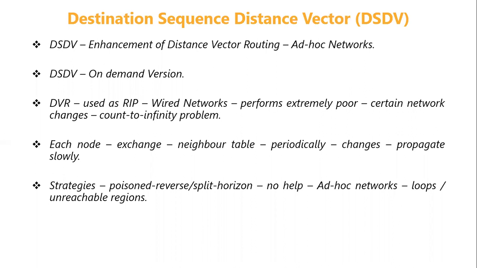So DSDV basically adds two things to the existing distance vector routing algorithm. These are sequence numbers and damping. So they add two new things to the existing distance vector routing algorithm. Let us see what those are. First, sequence numbers.